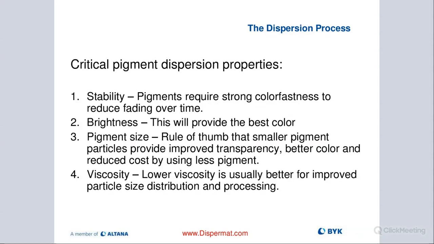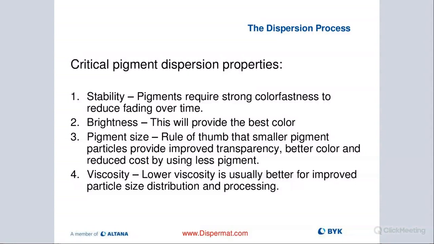So pigments require strong color fastness so that they don't fade over time. Also our brightness will be improved. Good dispersion will give us the best color possible. There's a rule of thumb that the smaller our pigment particles are, that will improve the transparency, and we'll get better color. And then also, which is really important, especially in manufacturing, we're going to save money by using less pigment. That's one of the big wins if we have a properly dispersed pigment.